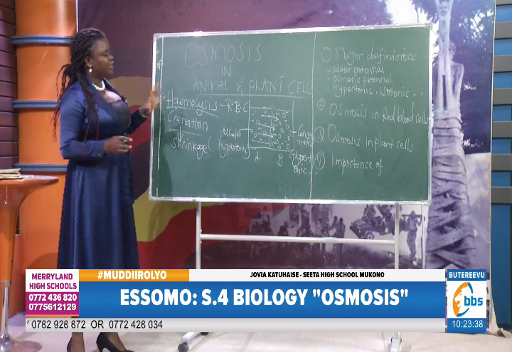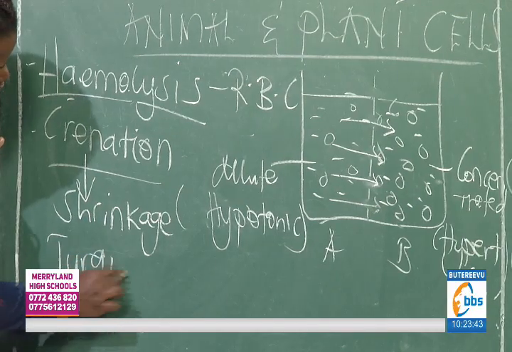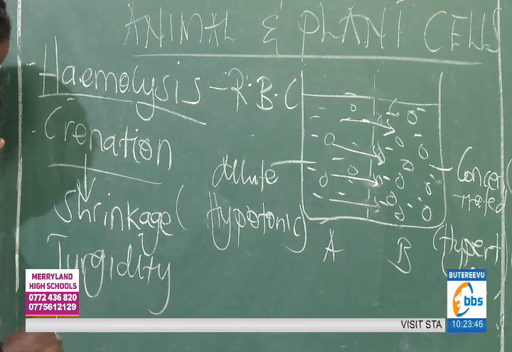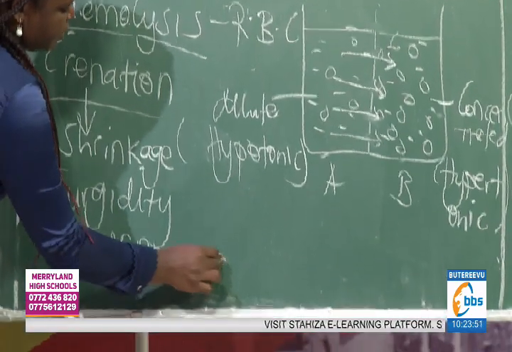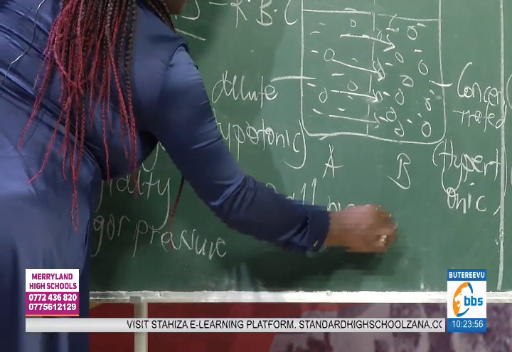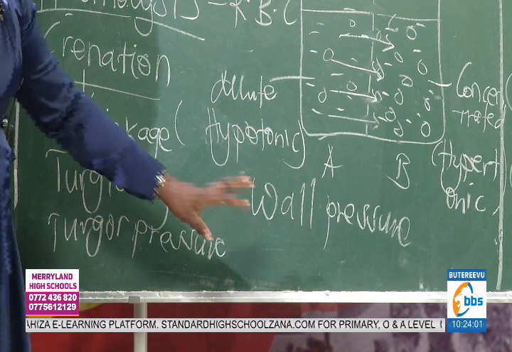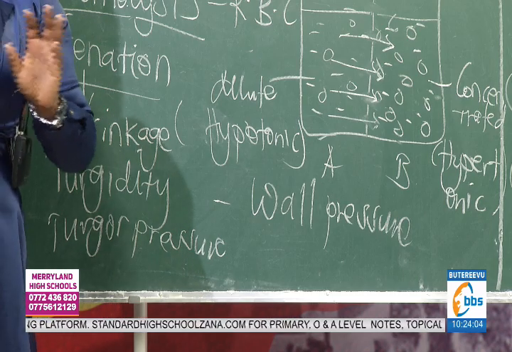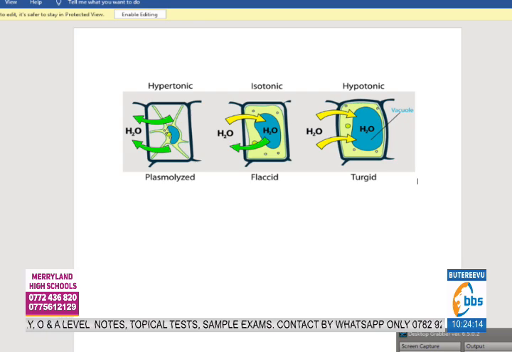in plant cells, we have turgidity, turgor pressure, and then you also have wall pressure. Turgidity in plant cells. I would request the producer to put it on your screens, showing plant cells in hypertonic, isotonic, and hypotonic. Yeah.